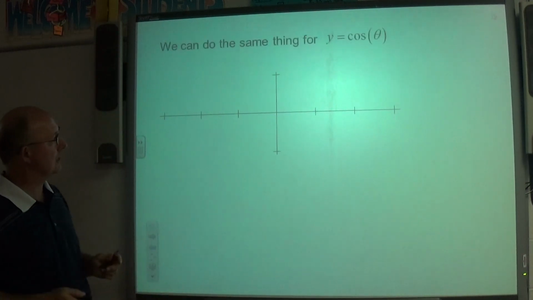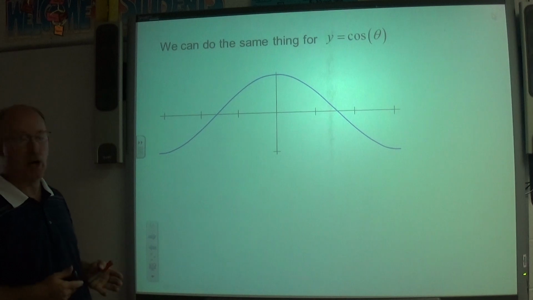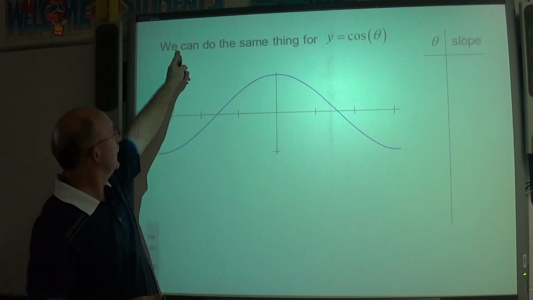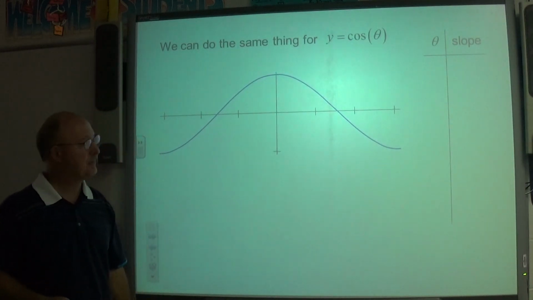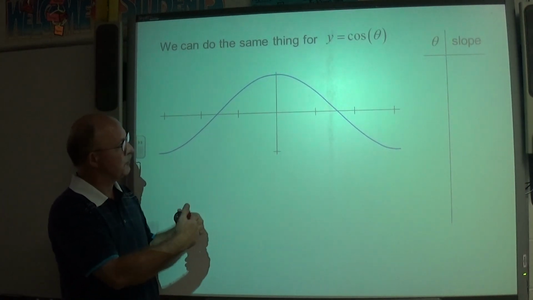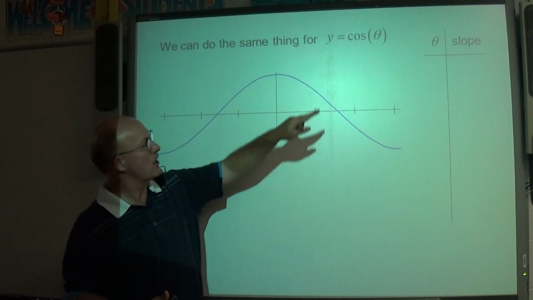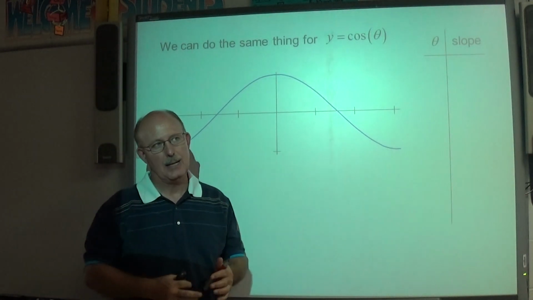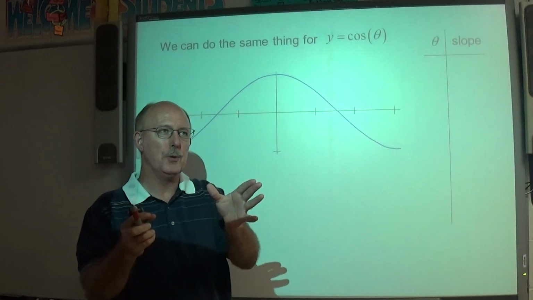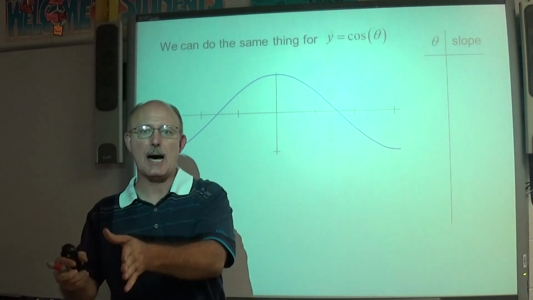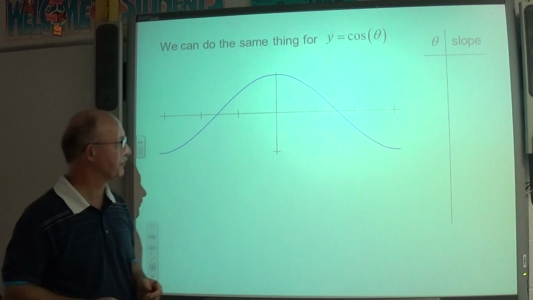Now, we're going to do the same thing. Let's come on over to the graph of cosine. We can do the same thing for y equals cosine theta. Let's see what the graph of the derivative of cosine will look like. Remember, the derivative of sine was cosine. So would the derivative of cosine be sine? Let's check.